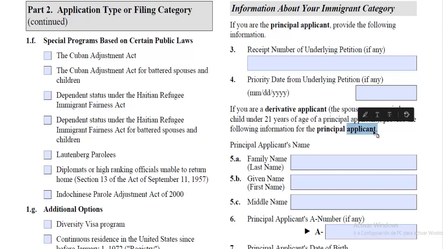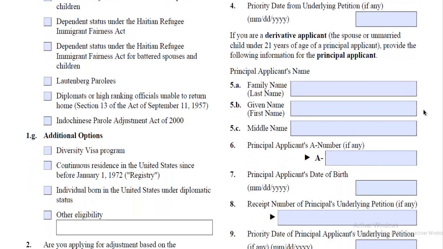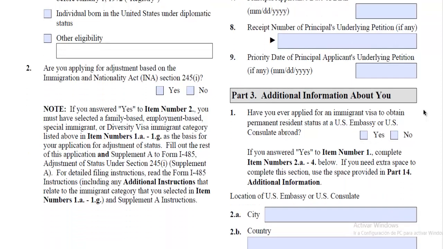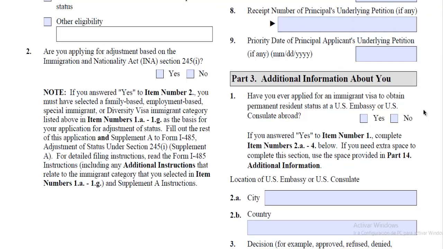Let's go to Part 3. When it wants to go down, it goes down. When it wants to stay, it doesn't want to move. I'm sorry, guys, sometimes it doesn't want to go down. Scroll down. Part 3, additional information about you.